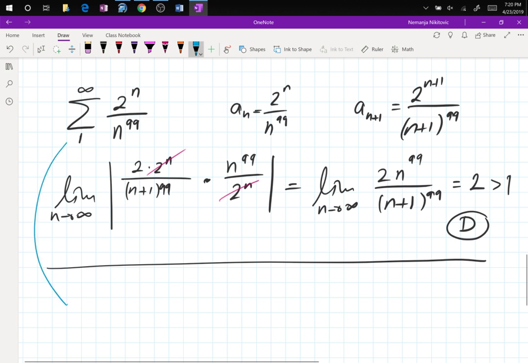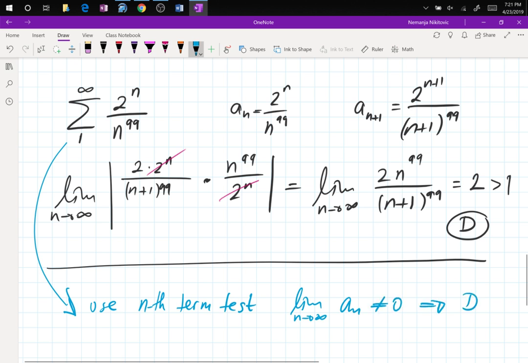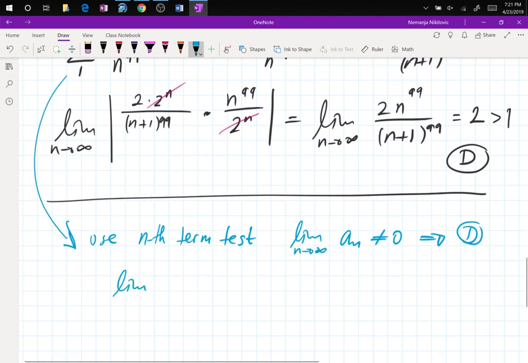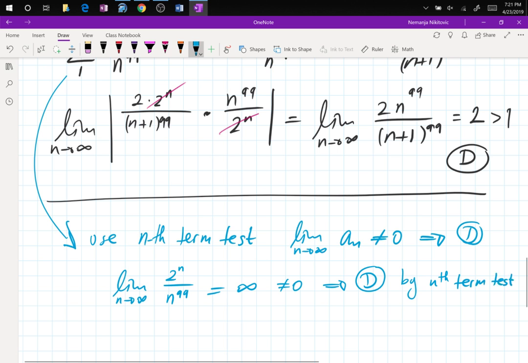Now I am going to say use nth term test, which is limit as n goes to infinity, a_n different than 0 tells us it diverges. So limit of 2 to the n divided by n to the 99 as n goes to infinity is equal to infinity, which is different than 0, which tells us it's divergent by nth term test. You also call this divergence test on the sheet.